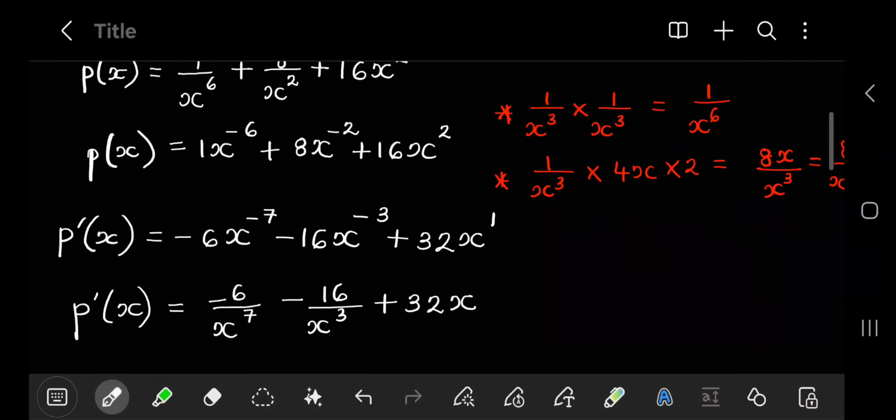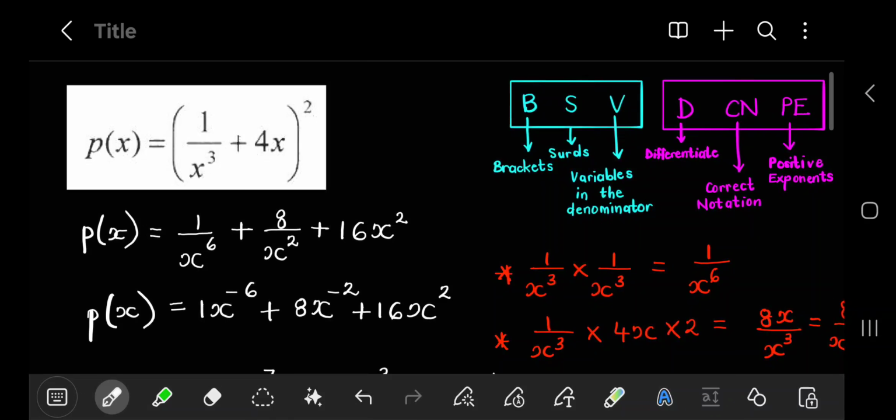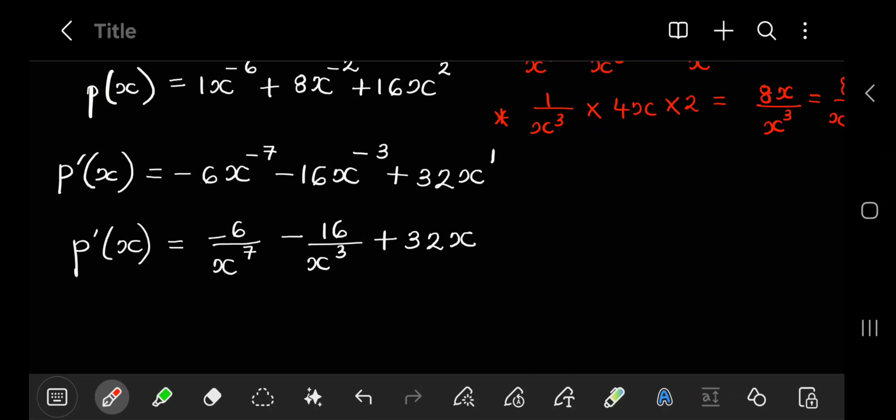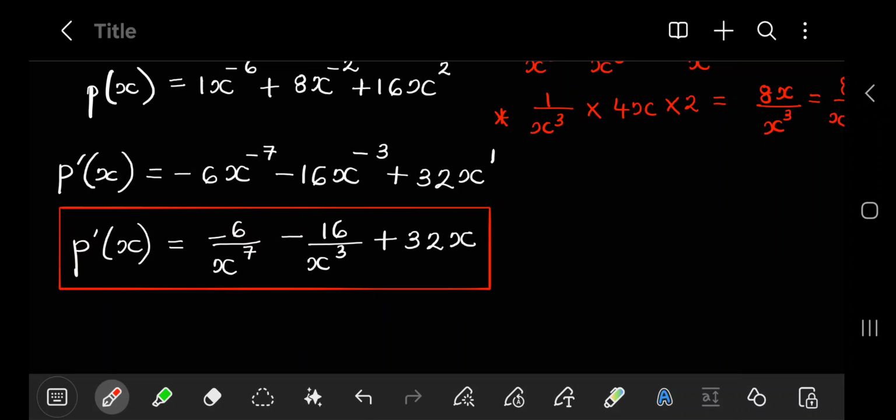So we have gotten rid of the brackets. We saw that we had variables in the denominator. We moved them to the top. The minute you are done with your 3 steps, BSV, you can then go on to differentiating, which we did. We used the correct notation. And lastly, we made sure that the final answer has positive exponents only. So we are done.